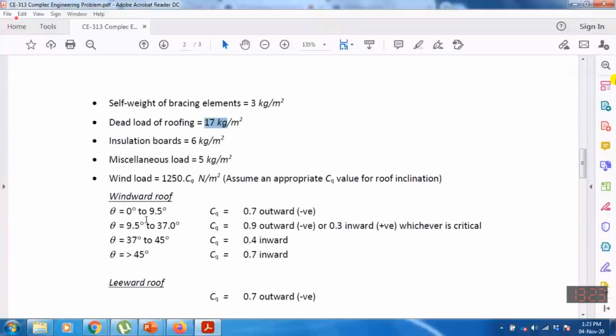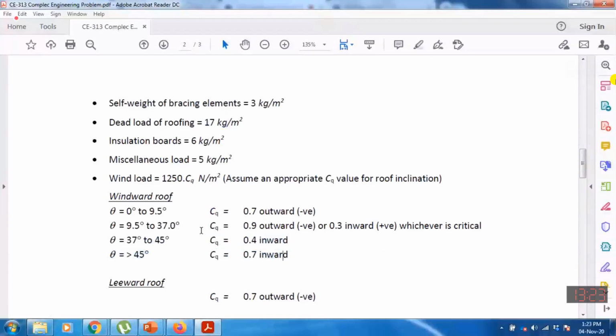If the inclination of the roofing system is less than 9.5, you will have a single exposure coefficient, which is 0.7 outward, outward being negative. And if the inclination is between 37 to 45, or theta is more than 45, then you are having a single CQ value.